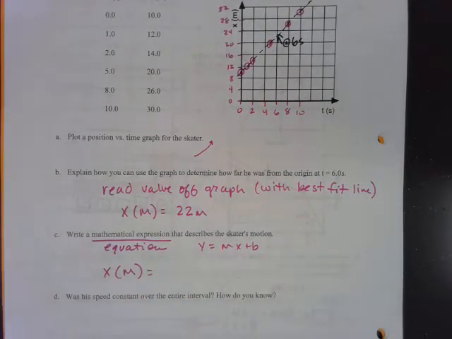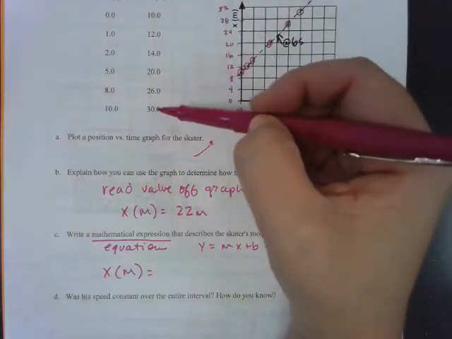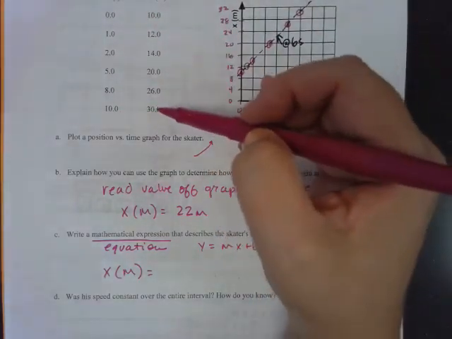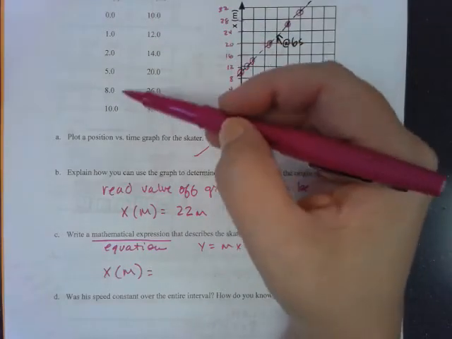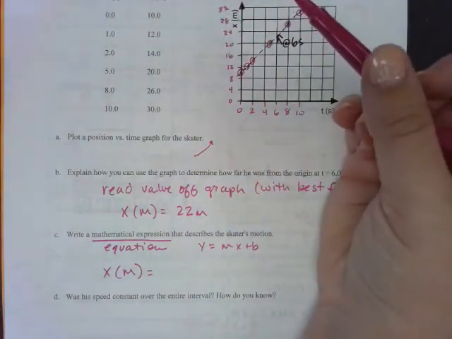Equals our slope. So if we're going to calculate our slope, I would look at the first and last data point for a line. So my change in position is 20 meters. My change in time here is 10 seconds. So that's 2 meters per second.